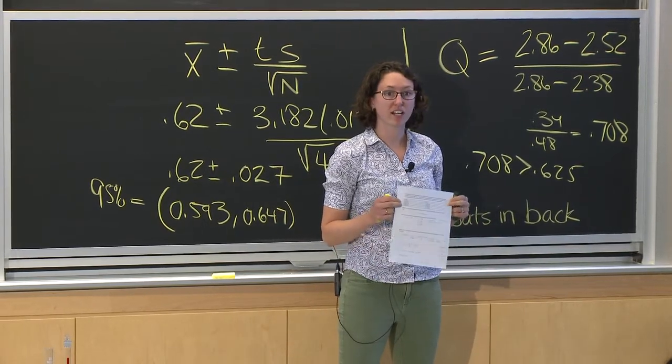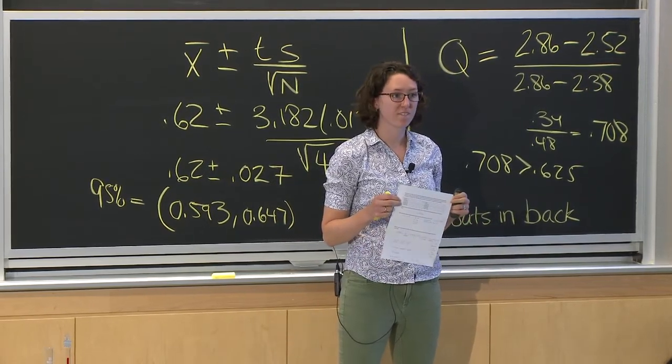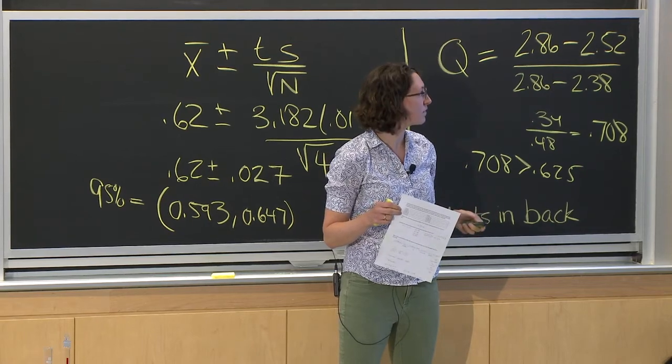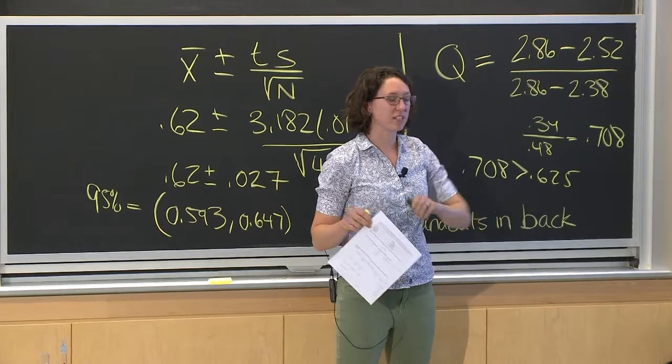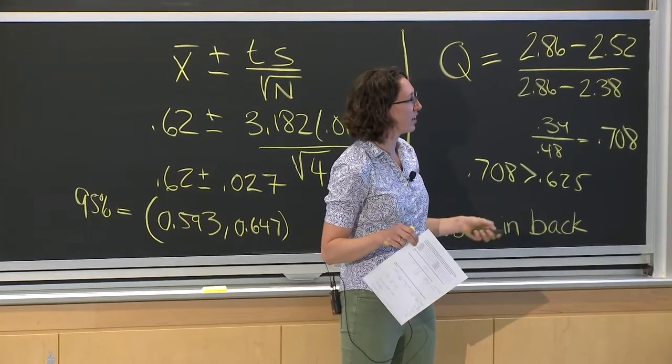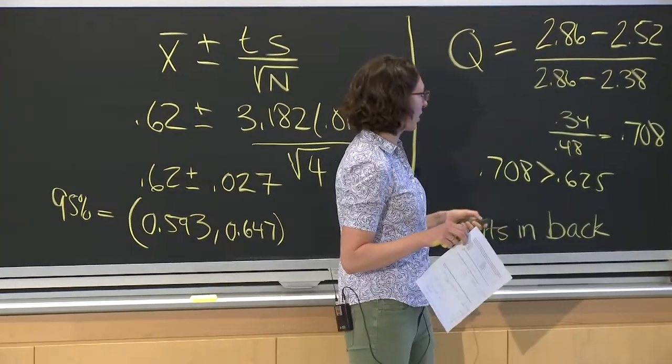So is it an outlier or not? If the Q that you calculate is bigger than the Q in the table, then it is indeed an outlier, and we can confidently say that that does not belong in our data set.